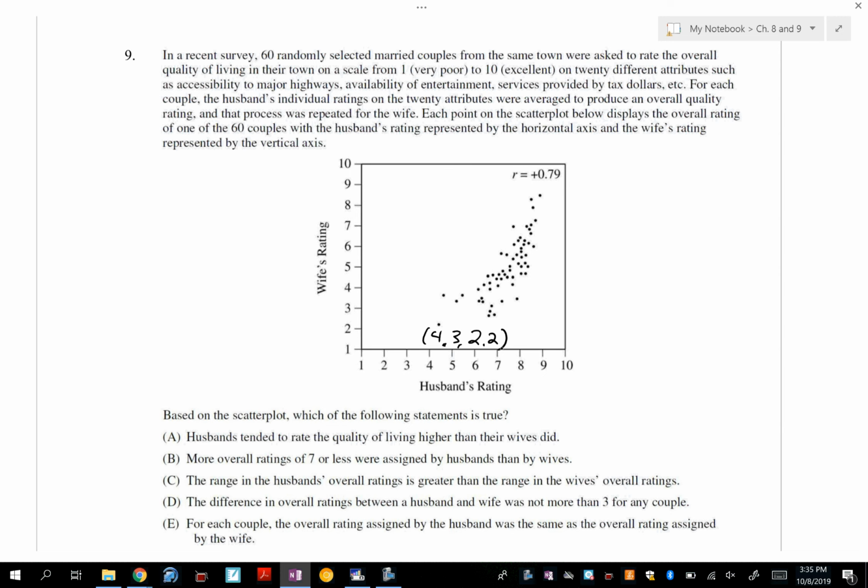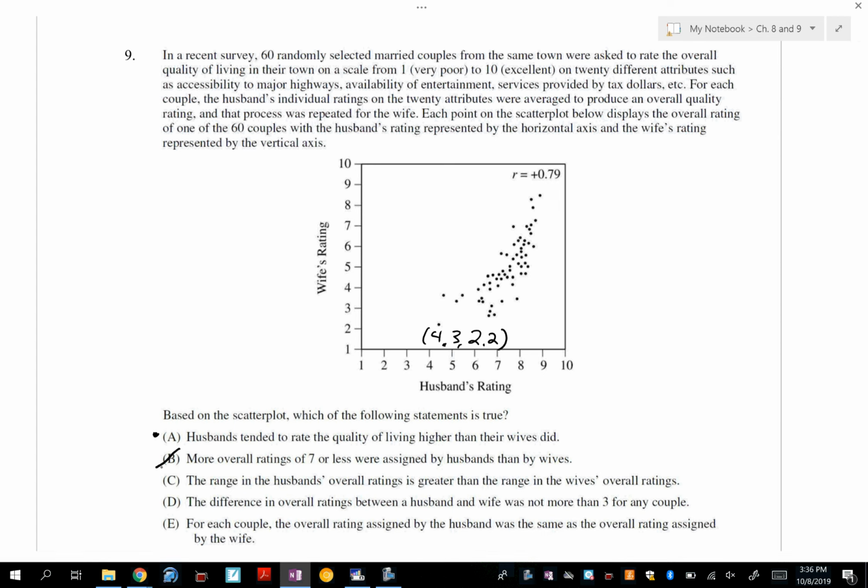So let's read it. Husbands tend to rate the quality of living higher than their wives did. That's literally what we just talked about. Let's check B. More overall ratings of 7 or less were assigned by the husbands than by the wives. I think they got that flipped. When you look at 7 or less, who's assigning more? The wives. The wives are basically saying they don't like living in their town as much as the husbands.